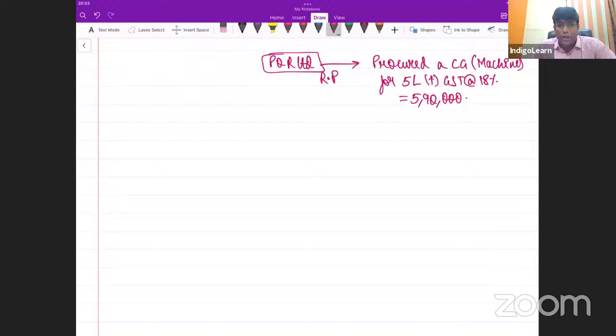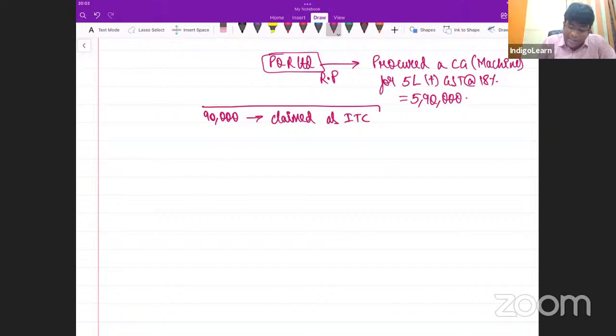PQR Limited procured a capital good machine for 5 lakh rupees plus GST 18%, 5,90,000. Now I'll ask you one question. This 90,000 PQR Limited would have definitely claimed as input tax credit.